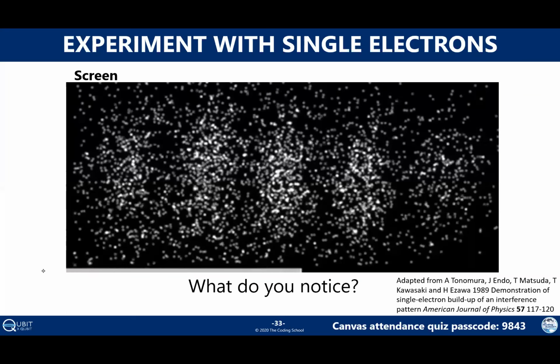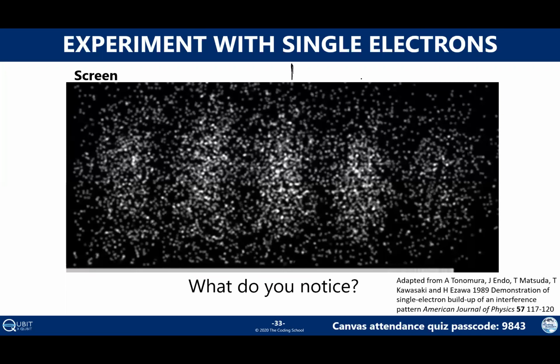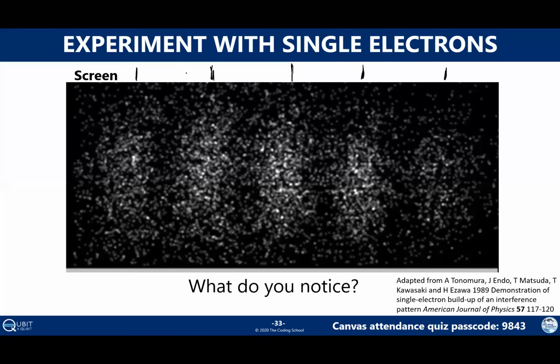It takes a little while to emerge, but you should definitely start to notice that there is some kind of banding pattern here. You can start to see that there is a light band here, there's a light band here, there's a light band here. And there are definitely dark spots in between those. And if you fired more electrons at this screen, you would just see this pattern become clearer and clearer over time.